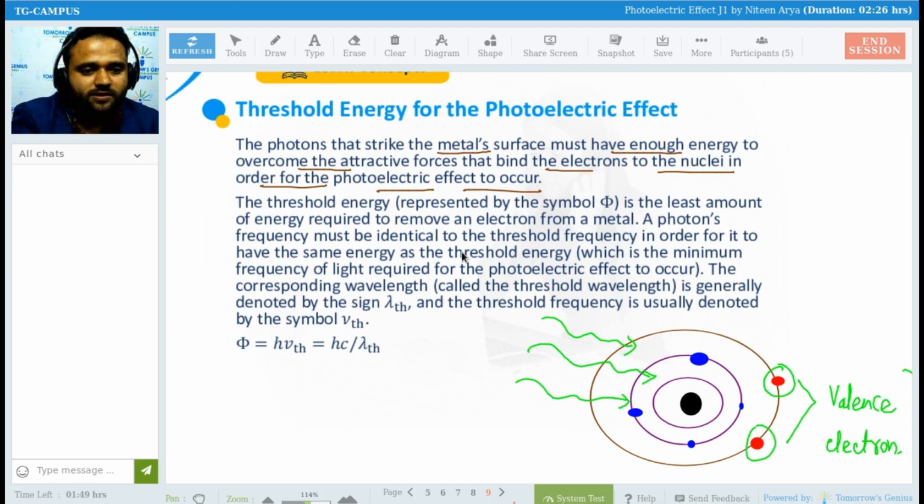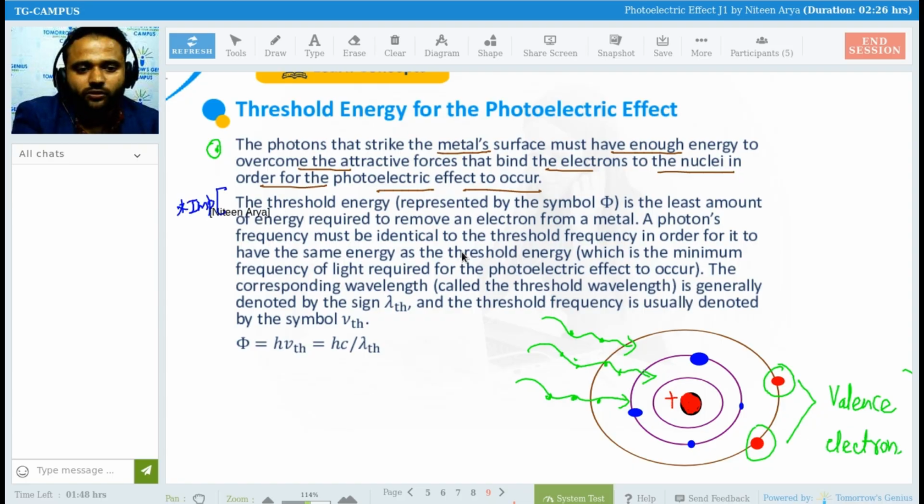So the same thing is written over here. The photons that strike the material, obviously these are minute particles in the form of a wave, right? So these photons need to have this minimum energy so they can overcome this thing. What is the thing? This is your nucleus, and we know the nucleus has protons and neutrons, so it is a positive charge, and this one is your electrons. To overcome this attractive force between the opposite charges, the threshold energy is very important.